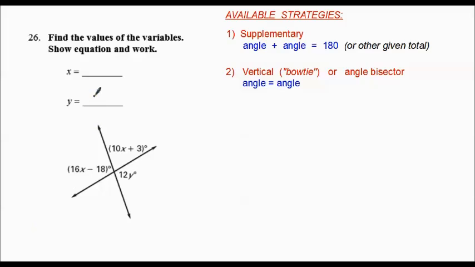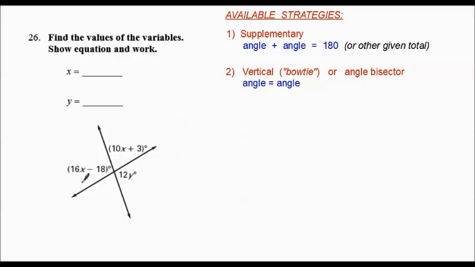In this next problem, we go back and review our available strategies. So we can either do angle plus angle is equal to 180 when they are supplementary, and angle is equal to angle when they are vertical angles.